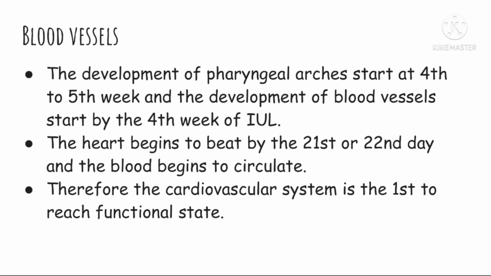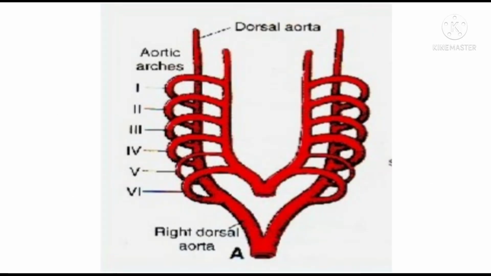The cardiovascular system is the first system to reach the functional state. That means the cardiovascular system is the first system to start functioning in the body. The pharyngeal arches will start their development by the 4th or the 5th week of the intrauterine life, and the blood vessels develop by the 4th week. And the heart also begins to beat by the 21st or the 22nd day, and blood begins to circulate.